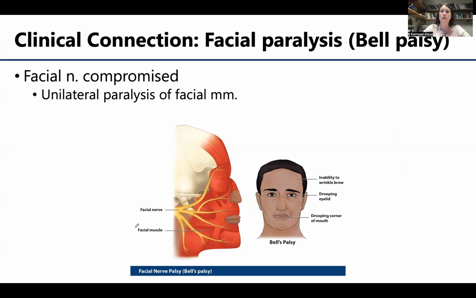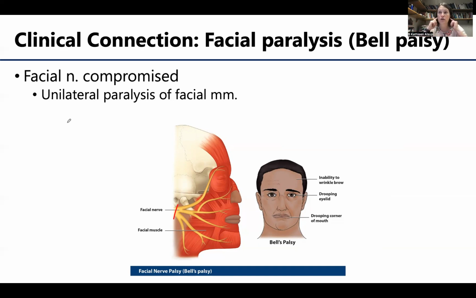So in this particular disorder, the facial nerve is somehow compromised. It could be pinched, it could be severed in very severe cases. But what will happen here, so say the facial nerve has been pinched in this general region, this will cause all those branches that are going to the muscles to not be working correctly. And that will lead to unilateral paralysis, so inability to move those facial muscles.